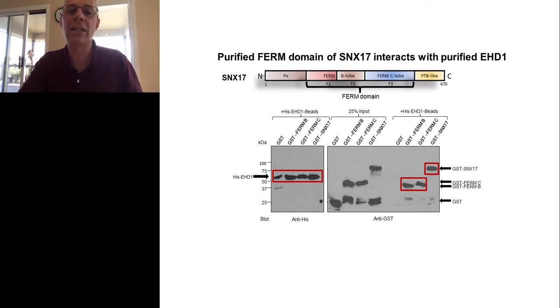We went on to try and characterize the domains that interact. And just very briefly to take you through this, what we showed again was that the his-tagged EHD1 beads pull down GST-SNCC17, but they also pull down the FERM B, this region up on top on the middle left of the protein, and the FERM C lobe. In an experiment I'm not showing you here, we used the PX domain, which was purified, and showed that that did not come down with EHD1. So we know it's the FERM domain. The whole FERM domain appears to be capable of binding.